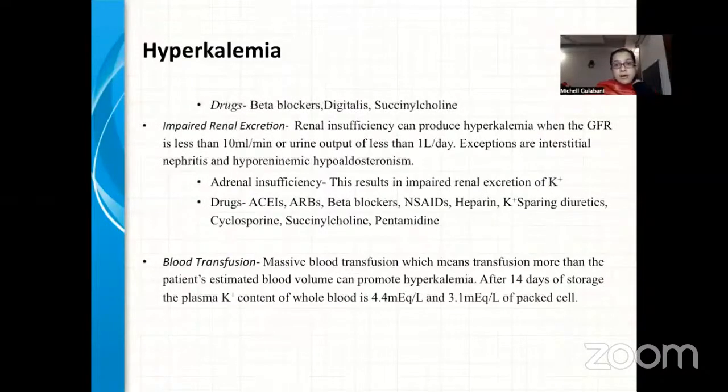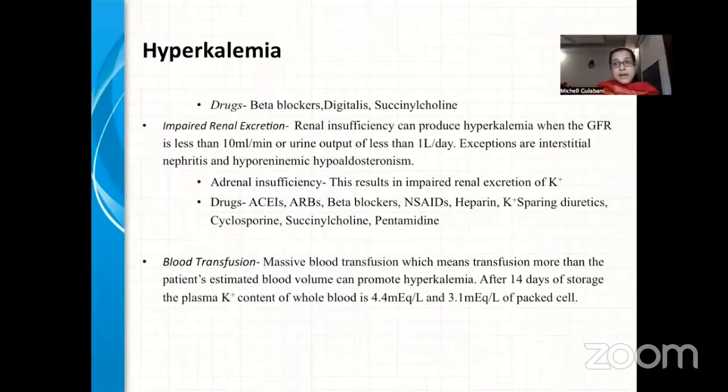Drugs associated are beta blockers, digitalis, and for us it is succinylcholine. Impaired renal excretion is because of various drugs affecting the renin-angiotensin-aldosterone mechanism, NSAIDs and heparin. Blood transfusion can again result in it, especially blood which is more than 14 days old. The plasma potassium content increases from 4.4 to 3.1 milliequivalents per liter for packed cells. So blood which is more than 14 days old, whole blood, or packed cells, has an increased risk of creating hyperkalemia.